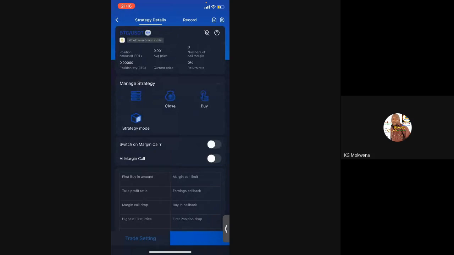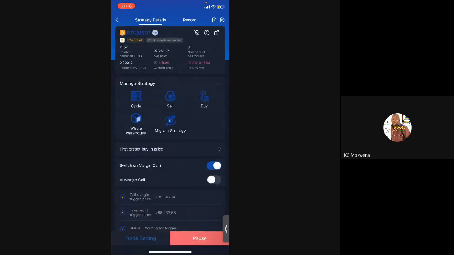So now, here we go. Business partners, Mahlatse, without scrolling, can you look at the bottom where you see take profit trigger price? Yes. How much is it? It's 98,233.88. Exactly what we calculated, right? Yes. Numbers cannot lie.